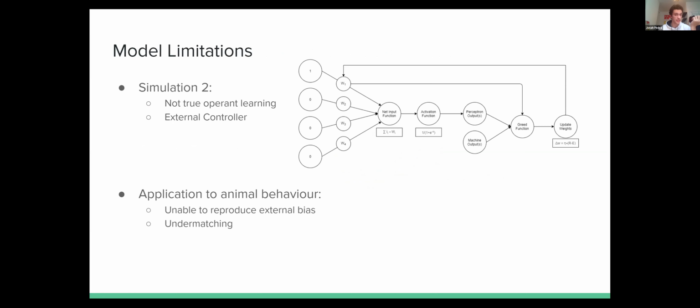The adaptability of the model does, however, come with some limitations. One of these is namely that it could be argued that the perceptron itself is not capable of true operant learning, because the greedy function is merely taking a probability of it updating in place of it selecting the desired stimuli, so it's sort of externally controlled. And various variables are also not able to be introduced into the model, such as bias or producing over and under matching.